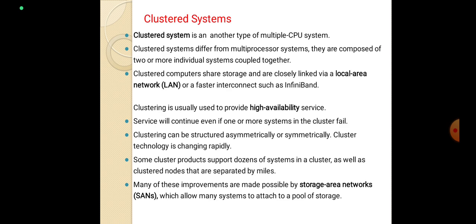A clustered system is another type of multiple CPU system, and it is different from multiprocessor, where a cluster system is composed of 2 or more individual systems coupled together, which is connected through local area network. So this is all about the computer system architecture.